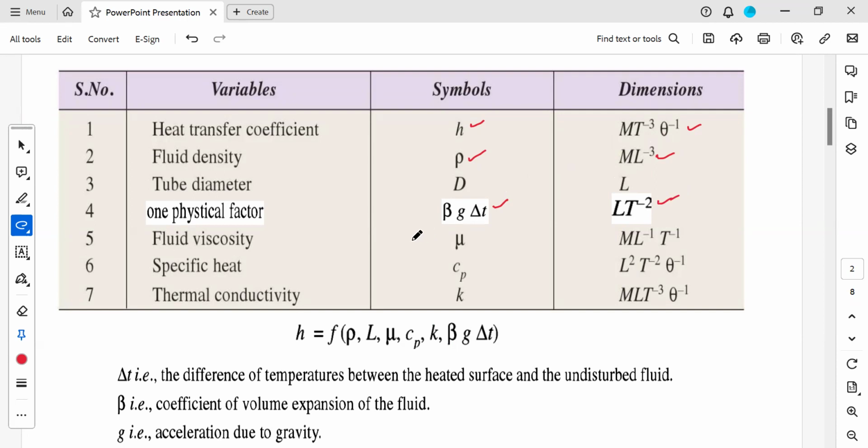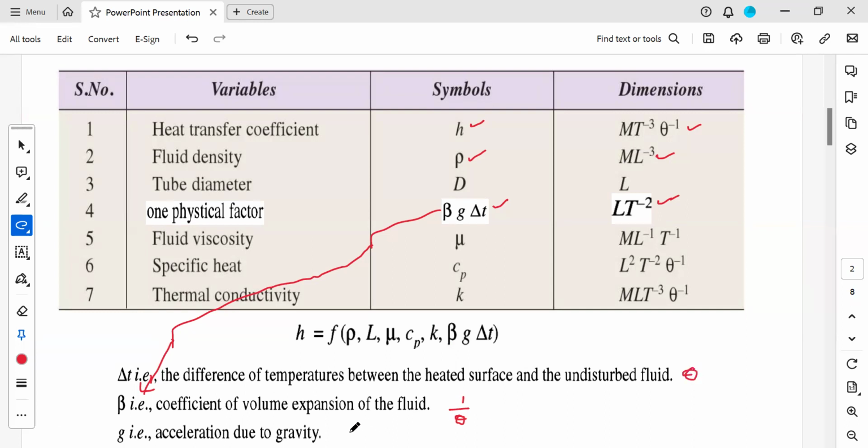Beta is the thermal expansion coefficient, that is, the volumetric expansion coefficient. So the dimensions of beta will be 1 by temperature, that is, 1 by theta only. Next is the temperature difference, the difference of temperatures between the heated surface and the undisturbed fluid. So the dimensions will be theta only.